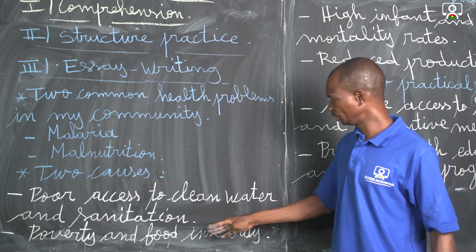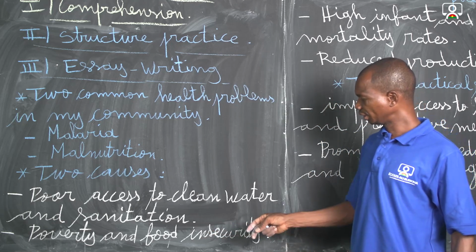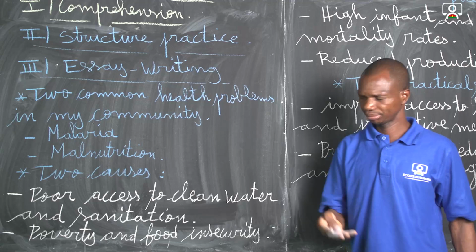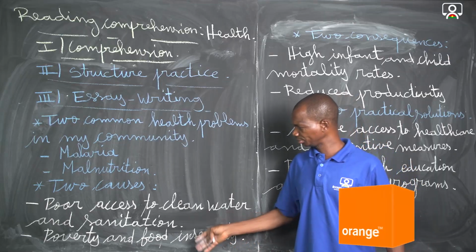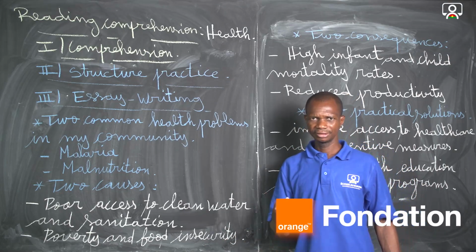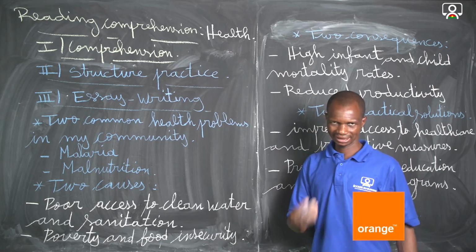Okay, and also we have poverty and food insecurity. Poverty and food insecurity threaten people nowadays. People are poor, and also they don't have food to eat, hence the food insecurity.